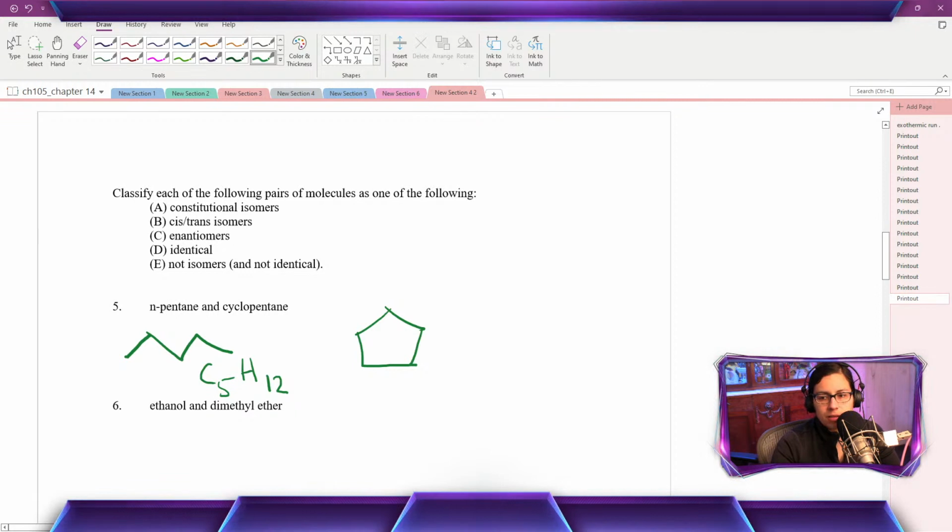And then cyclopentane, so it has a degree of unsaturation. Just should be C5H10. And so we can see that, H 1, 2, 3, 4, 5, 6, 7, 8, 9, 10. And so looking at these, they have different formulas. So now that's already our clue that they are actually not isomers.